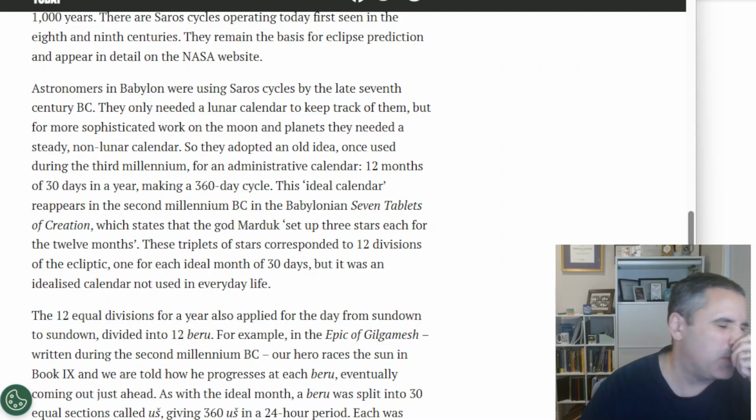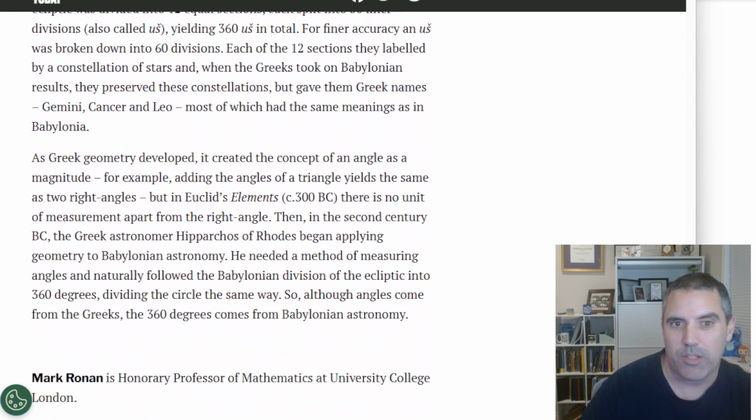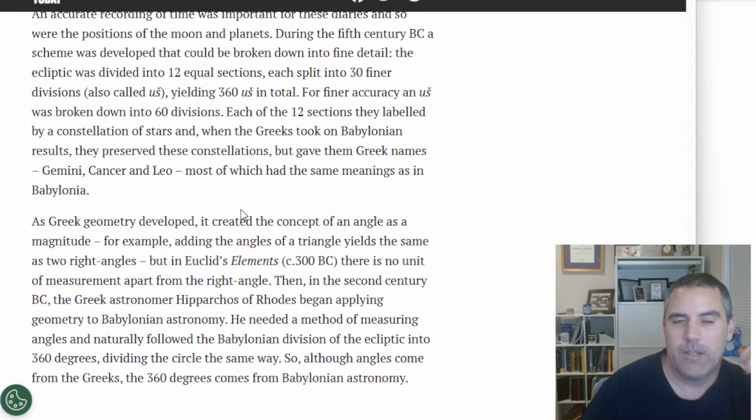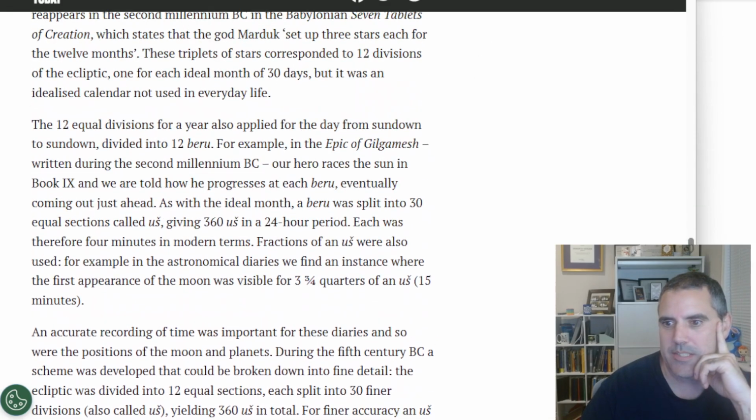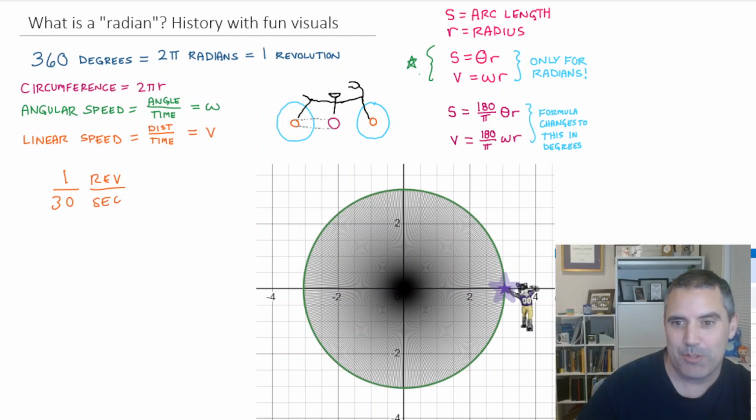Even today, sometimes in banks, they use 360 instead of 365 for certain calculations because it's more divisible by other things. So it's really pretty arbitrary why we use 360. Okay, so sometimes students are complaining about the radian measure, but maybe you should be complaining about degrees. And then we just break things up.